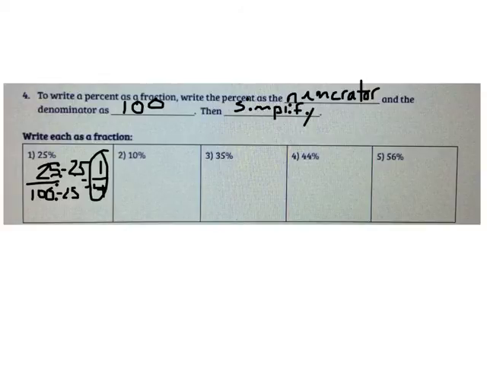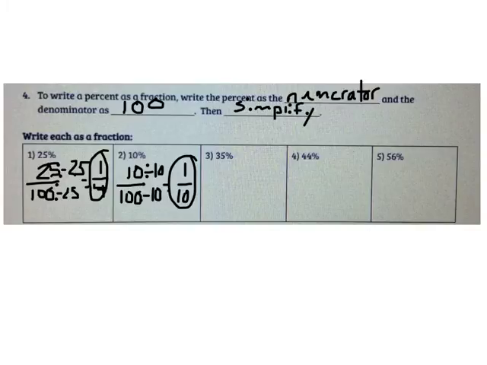10%. How would I write that as a fraction? Well, I would have 10 over 100. What's the largest number that I can divide both by? I can divide by 10 and by 10. So what's the new fraction? It's 1/10.